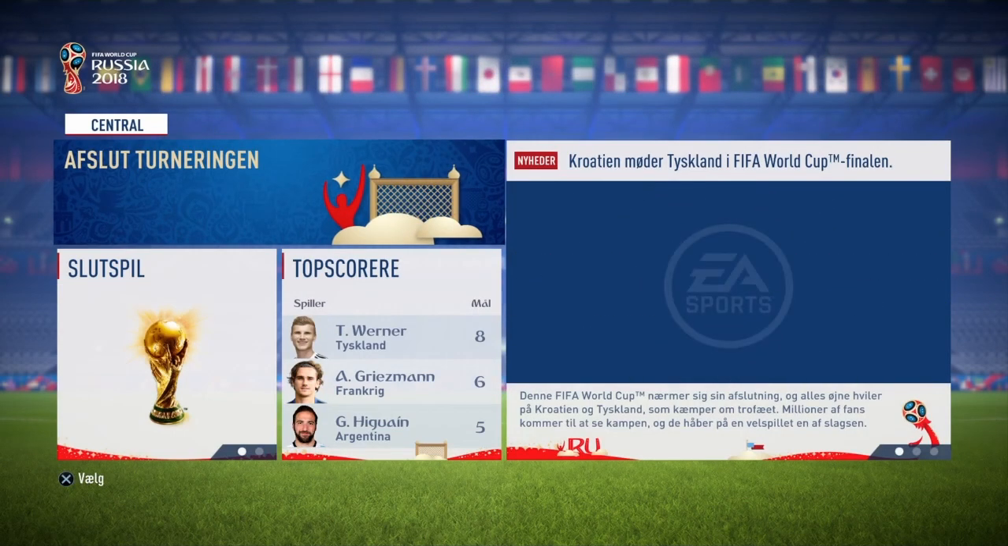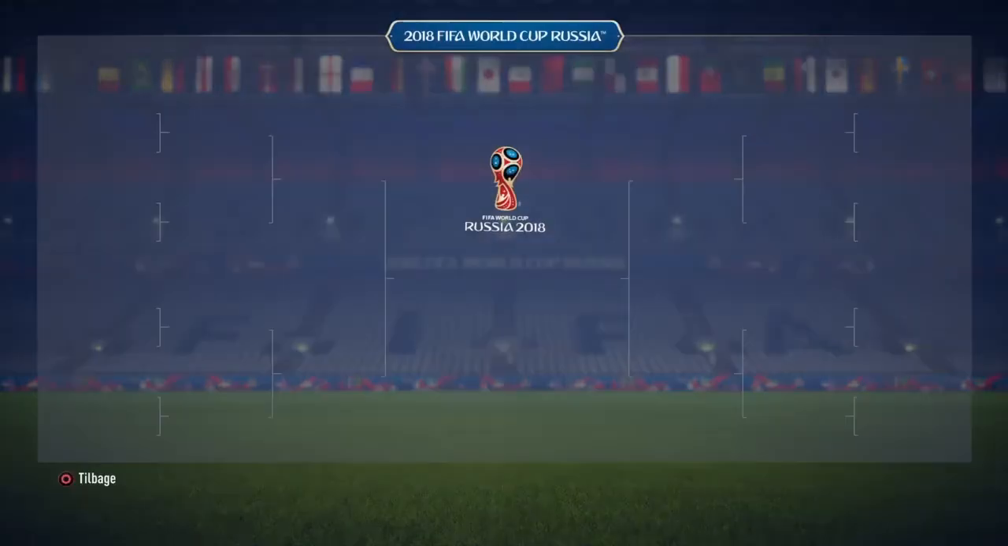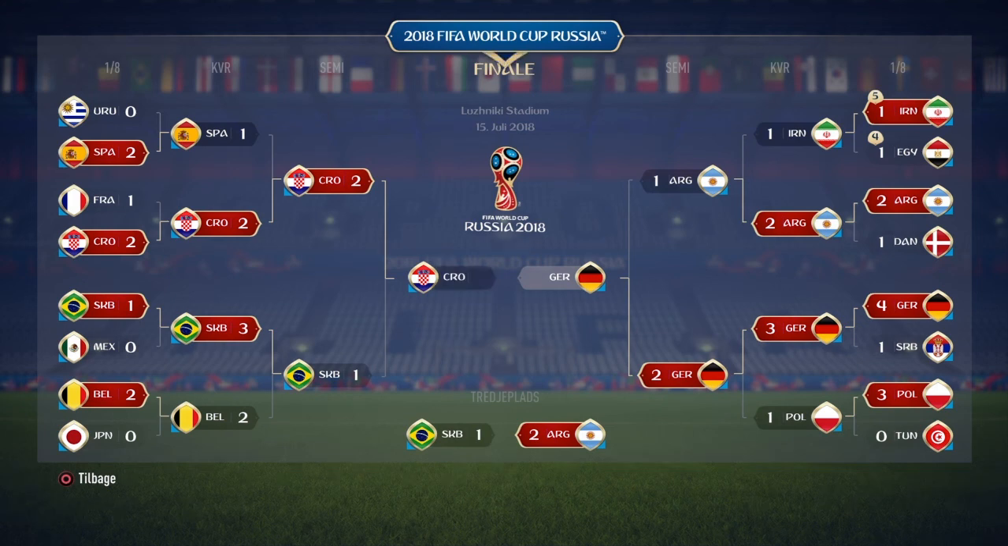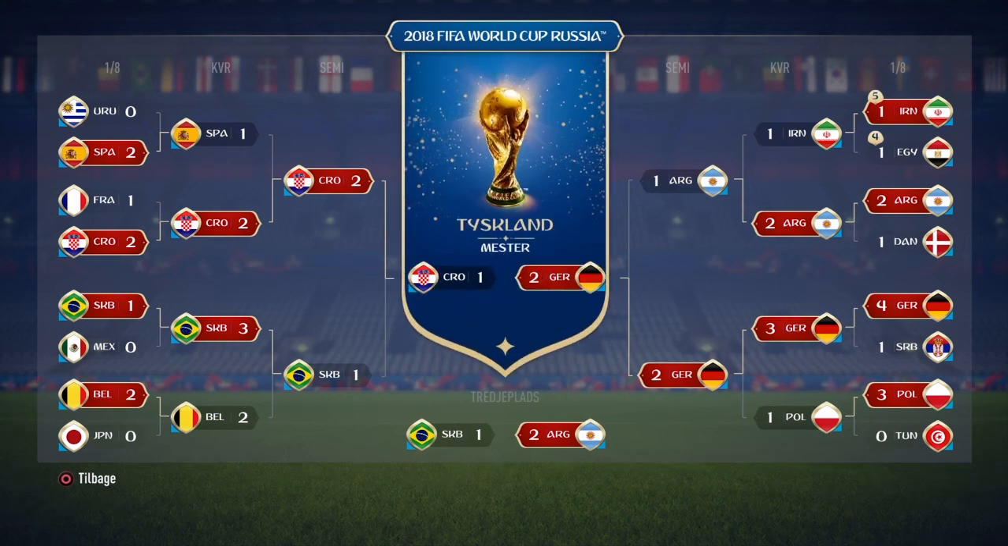But that was the FIFA World Cup 2018 simulation. Germany will win, and Croatia will be second, and Argentina third. If that happens, that is awesome. That would be a crazy tournament. The fact that Iran got to the quarterfinals, I still don't believe that.